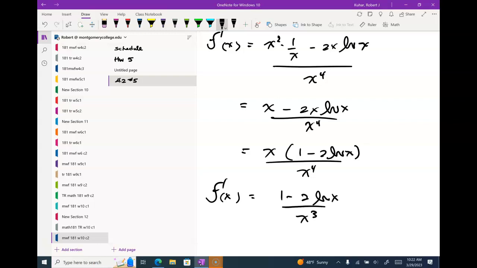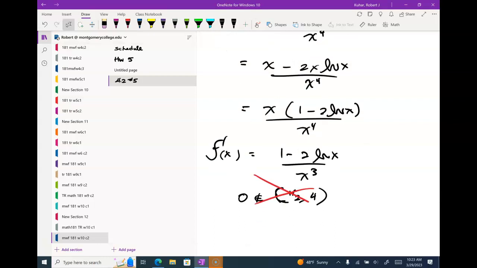Now, there's a critical value of downstairs when x is 0. But 0 is not in my closed interval, right? You with me there? So I have a critical of 0, but it's not in between 1/2 and 4, so I don't care about it, right? 0 does not belong to the open interval from 1/2 to 4, so I don't care about that critical at all. But I do get a critical from upstairs, right?